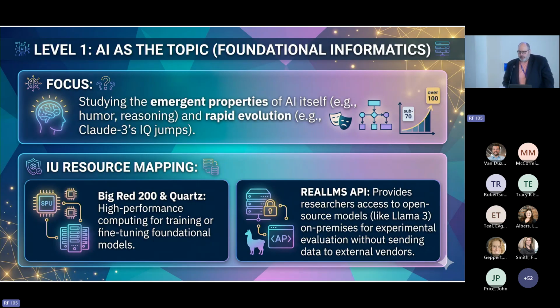And right now, please somebody correct me if I'm wrong, but I think you still can't put PHI on Big Red. On Quartz, where I have an AI server, Quartz can be HIPAA compliant. I have a HIPAA compliant AI server where I could put protected health information if I wanted to. And so Quartz is a good place to do some of that work.